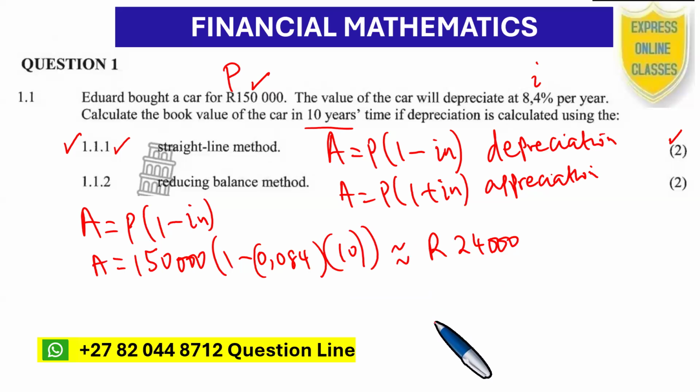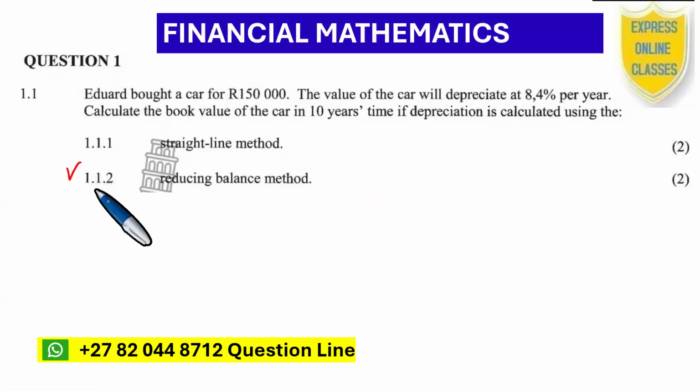Exactly 24,000. I want us to then look at the next question. It's a recap of yesterday's discussion. Your network wasn't so good, but there are more questions we will look at, not only finance, but we're looking at this September test. Question 1.1.2 is the reducing balance method.